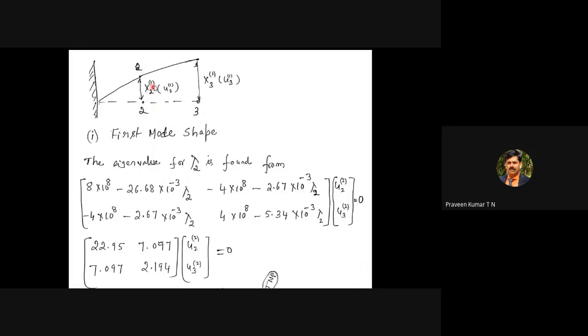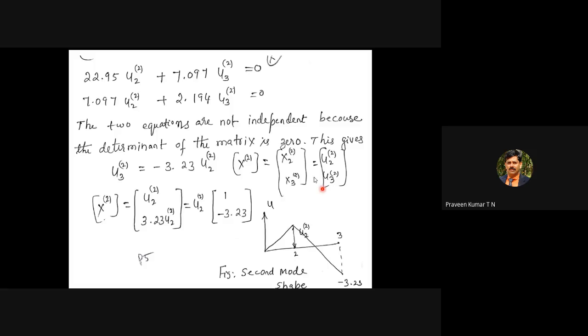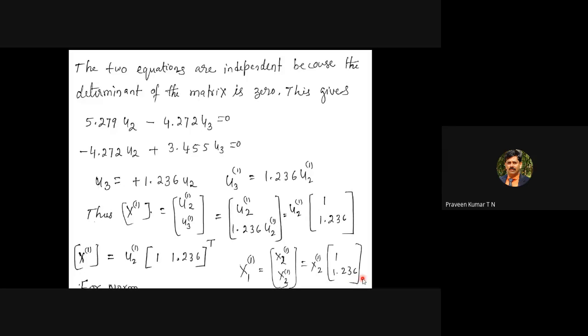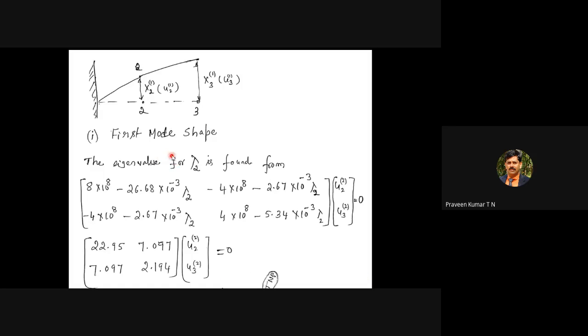Note, you should not think that it moves in the transverse direction. The displacement of node 2 is given by U2 of 1, and displacement of node 3 is given by U3 of 1. So 1 is referred to, you have taken the lambda 1 value. So when node 2 is moved by 1 mm, node 3 is moved by 1.236 for lambda 1. Now if you consider one more eigenvalue, the one more eigenvalue is your lambda 2.